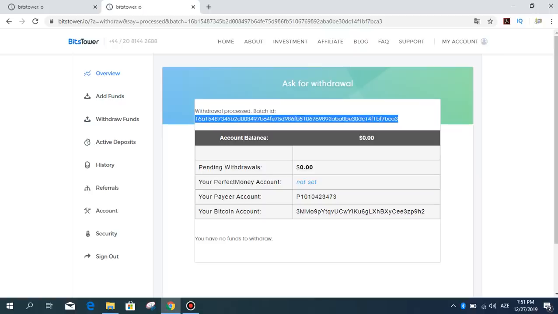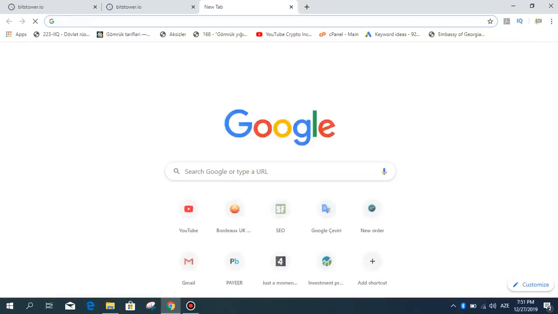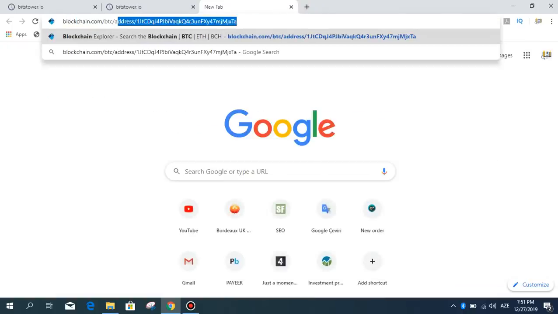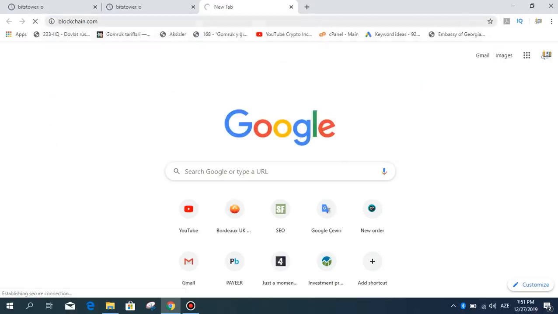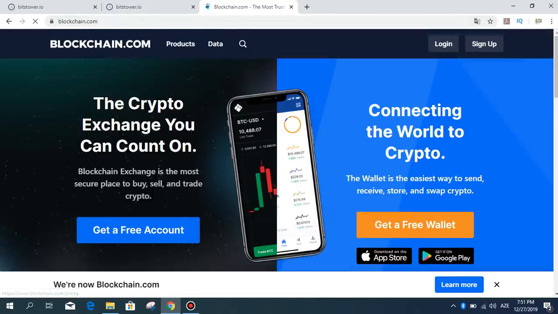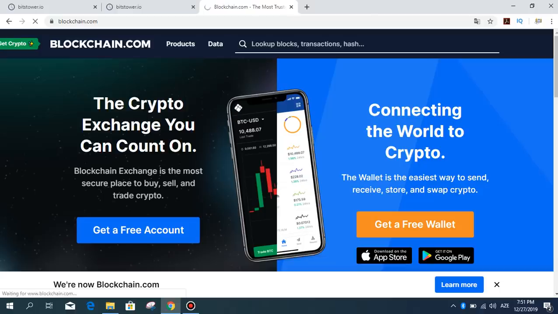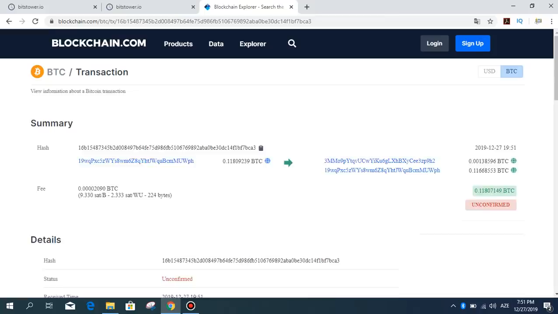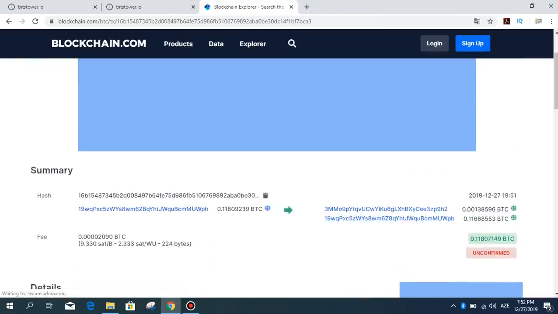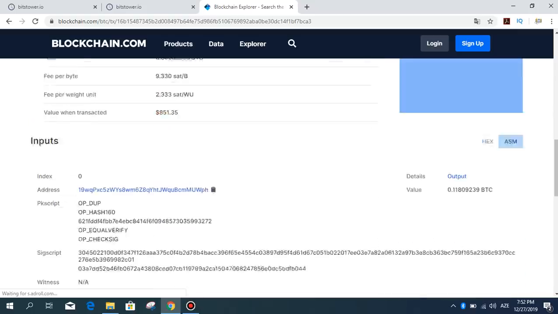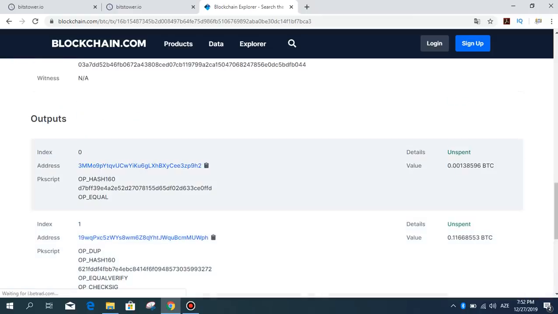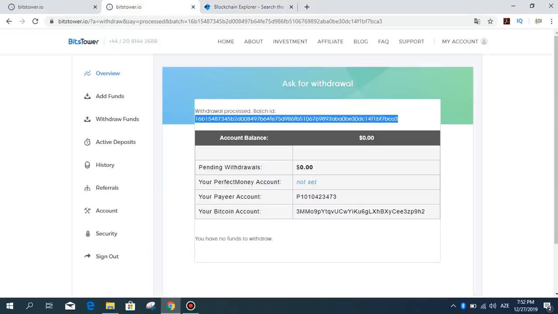This is the batch. Control C, and the blockchain address. Go to blockchain.com and check Bitcoin. Paste and enter. I withdrew this amount to my Bitcoin address. Okay. The withdrawal amount is very good. Output 0.0013 Bitcoin.